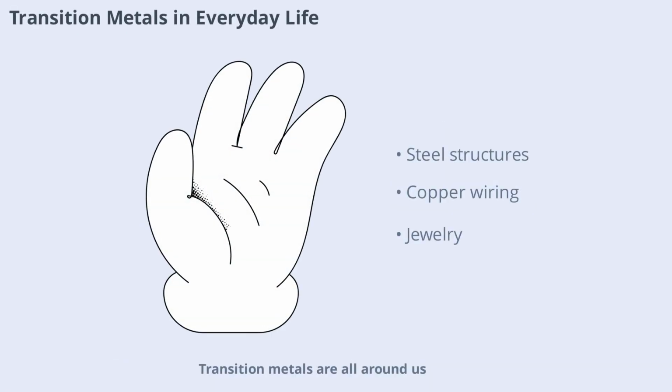Transition metals are all around us, from the steel in our buildings to the copper in our electronics. Even the coins in your pocket and the jewelry you wear likely contain transition metals. Their unique combination of properties ensures they remain essential to modern society.